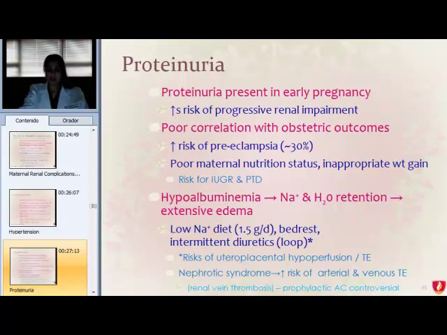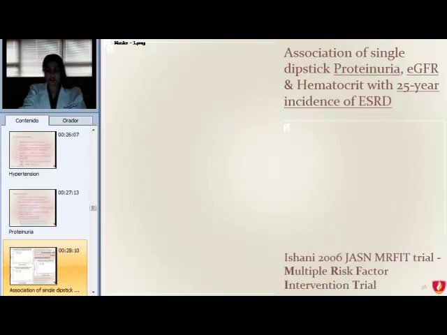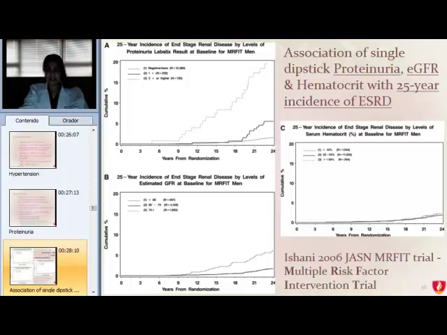However, hypoalbuminemia resulting from the proteinuria can result in extensive maternal edema. This is treated with a low-sodium diet, bed rest, and intermittent diuretics. We prefer not to use diuretics in pregnancy because they increase the risks of uteroplacental hypoperfusion as well as thromboembolism. Nephrotic syndrome increases the risk of arterial and venous thrombosis, including renal vein thrombosis, but the efficacy of prophylactic anticoagulation has never been proven in pregnancy or outside of pregnancy, and so use of prophylactic anticoagulation is controversial.